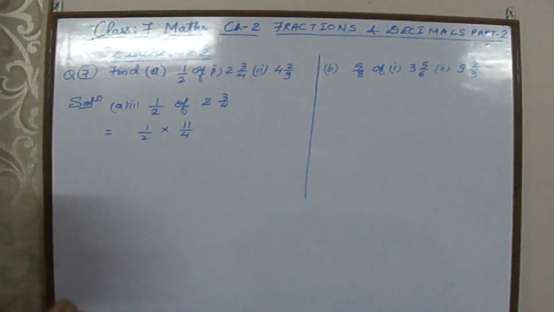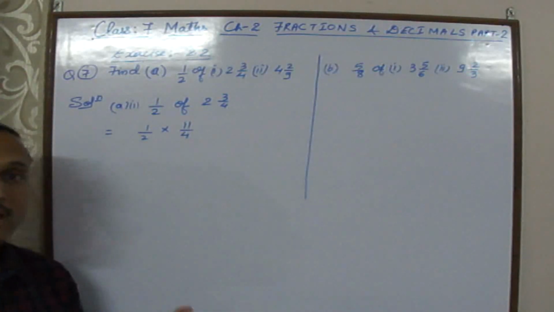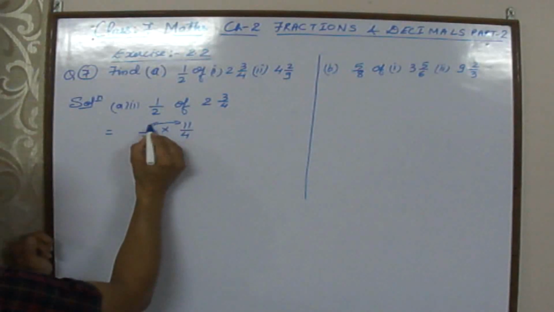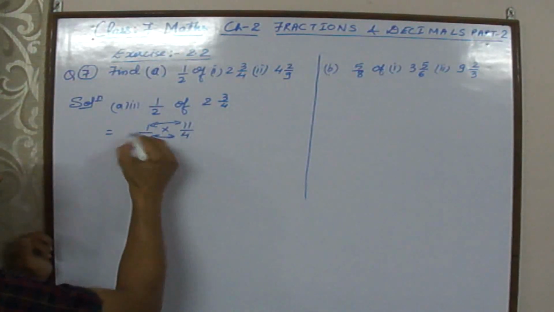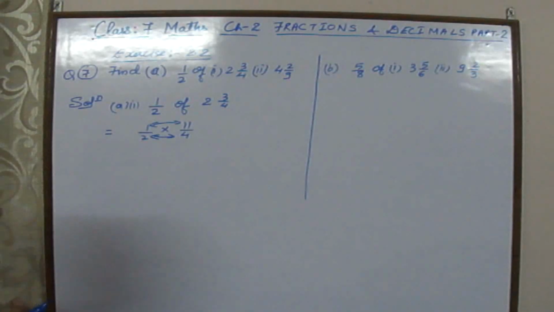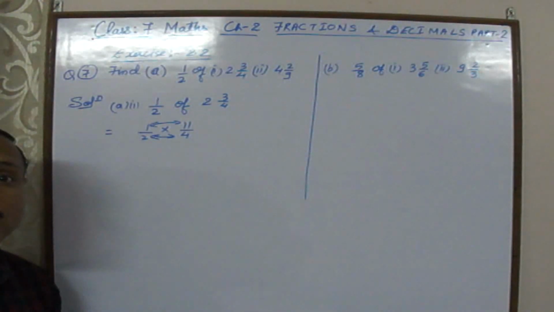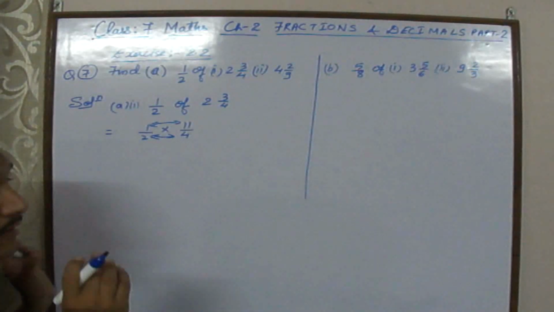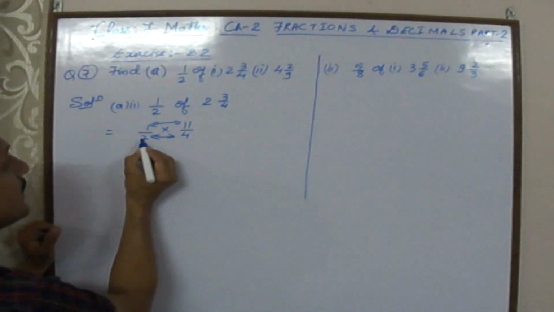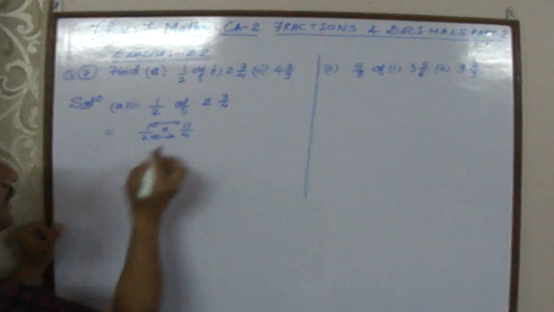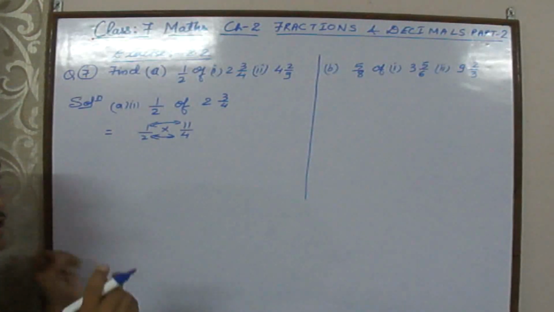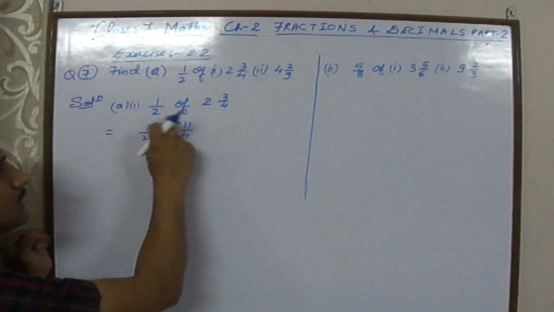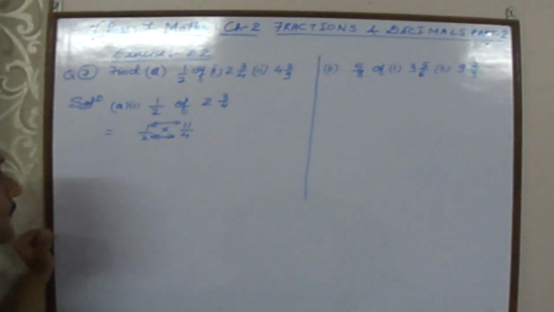As usual we have to multiply. We have to convert mixed fraction to improper fraction. Now we have to multiply numerator with numerator and denominator with denominator. Not possible to cut. Always we have to cut a numerator with a denominator. We can't cut numerator with numerator and denominator with denominator, never. We have to cut any denominator with any numerator. But we can't cut denominator with denominator or numerator with numerator. Never can we cut like this.